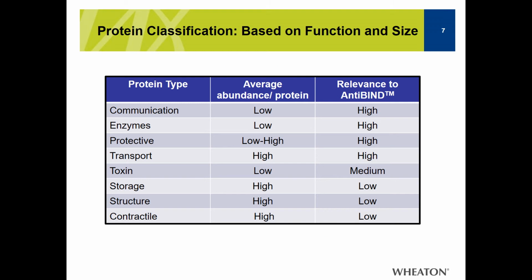Now, this is the second part of the module, which is basically the different types and classifications of the proteins. So the main classifications of protein that we are interested in are the first four: communications, enzyme, protective, and transport. And the reason we are interested in them is because the average abundance per protein is low. Now that's of course on average, and every time we see a low abundant protein, we know that we can create value to the customer by selling to them antibody.